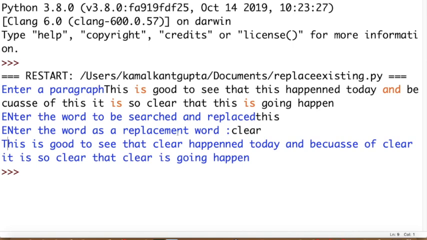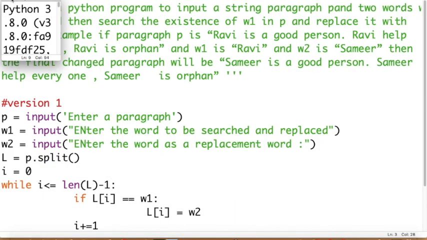So that is why it is not being replaced. Now see what happens to the other this. Now we have a new this over here. After that there is this. Now you see here, after this that, this has been replaced with clear, right? And here also, this has been replaced with clear. Here also the clear has been replacing this, right? Here also this has been replaced with clear. So in this way we have written a code which replaces a particular word with a new word, right?